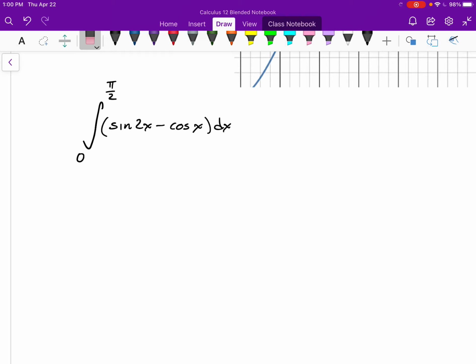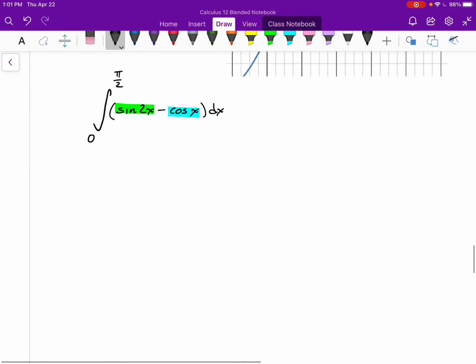Okay, so again, I want to integrate this. Now if I look at these as two separate terms, well, they are. The second term, cos x, that's really easy to deal with. The antiderivative of cos x is sine x. So it's really just the sine 2x that's a bit trickier. So I'm actually going to break this up into two separate integrals: the integral from 0 to pi over 2 of just the sine of 2x dx, minus the integral from 0 to pi over 2 of cos x dx.